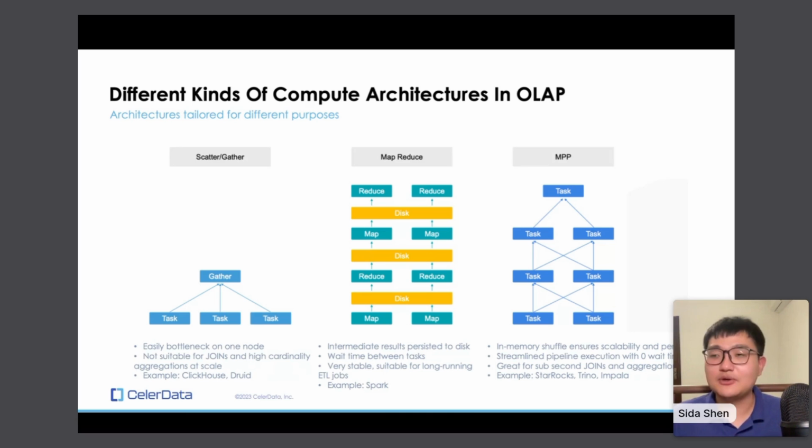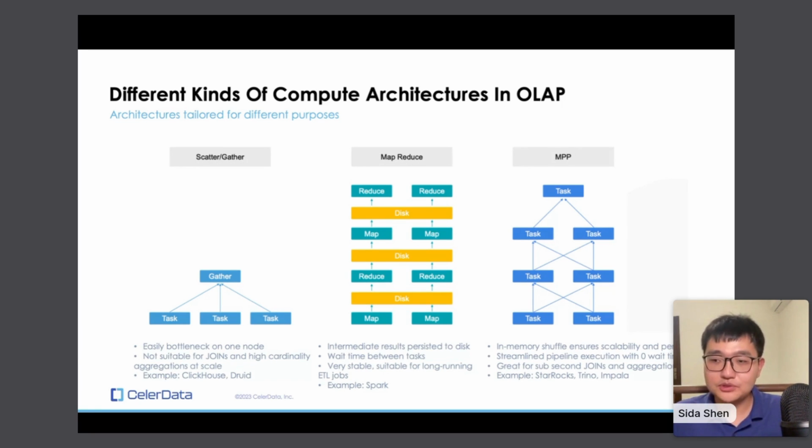And then MPP architecture, massively parallel processing. The heart of it is data shuffling, but in-memory data shuffling between nodes, and that enables scalability and performance. One node processes a little bit of the task and sends that data to another node. So it's pipelined execution with absolutely zero wait time because we don't touch disk. With this kind of architecture, it's able to run everything within memory.